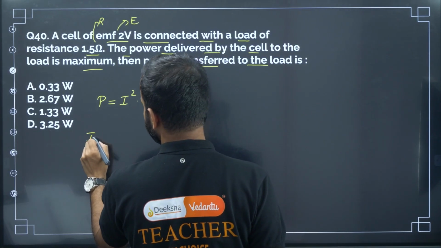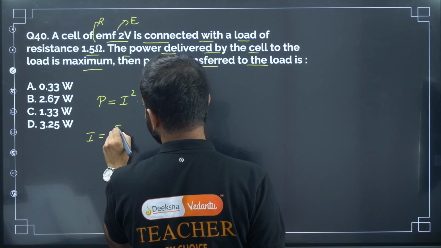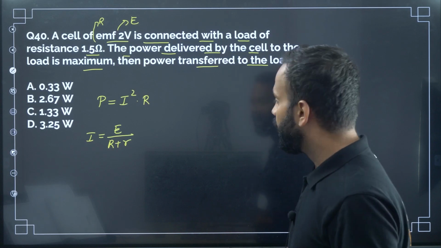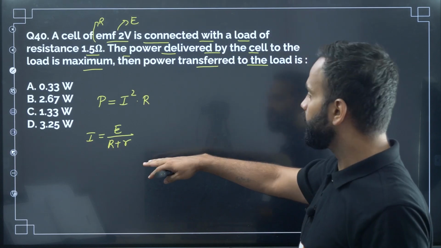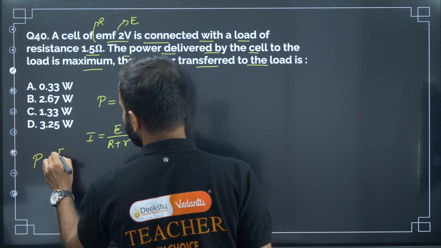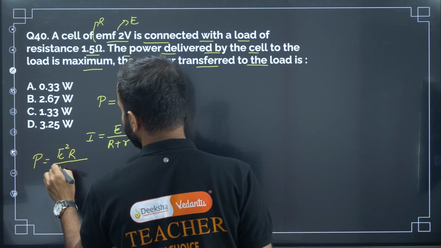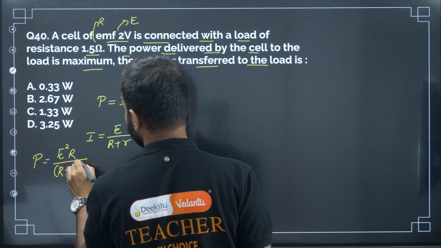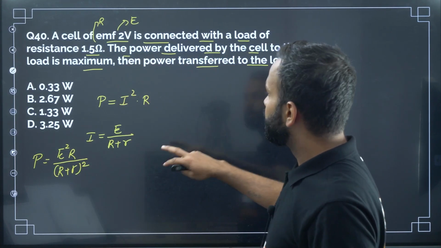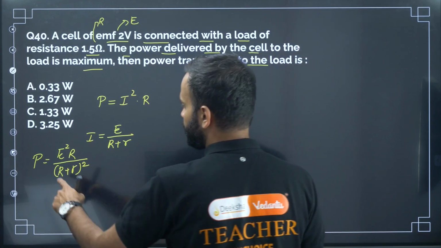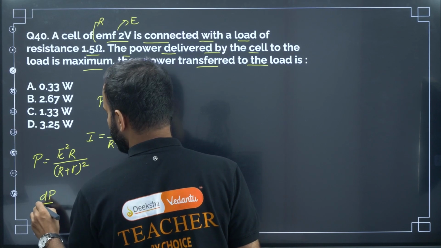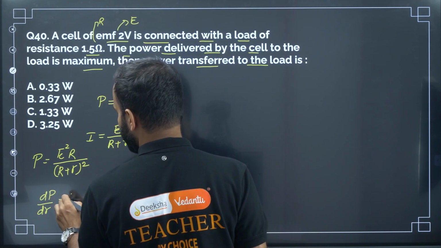The current in the circuit, I, is equal to E divided by R plus r, the EMF of the cell divided by R plus r. So now the power delivered P is equal to E square into R divided by R plus r whole square. According to the question, the power delivered by the cell to the load is maximum, so now differentiate P with respect to R, then equate that to 0.